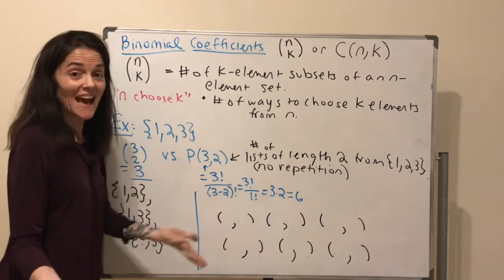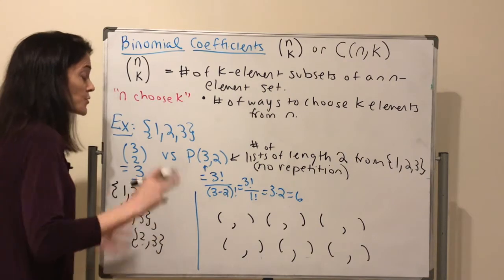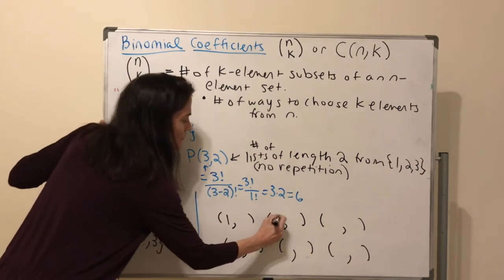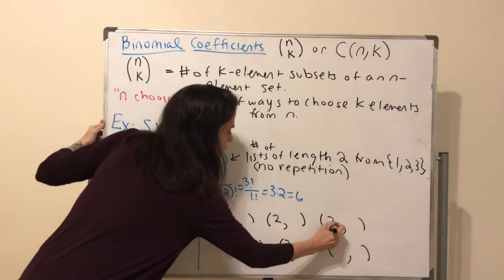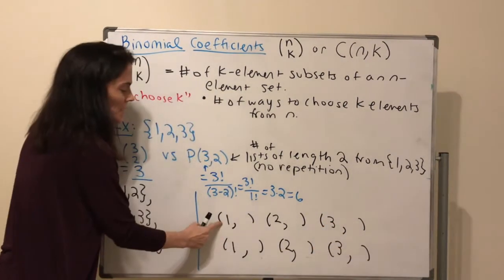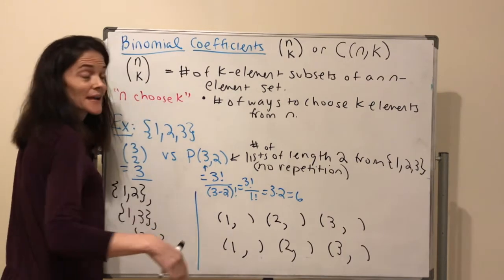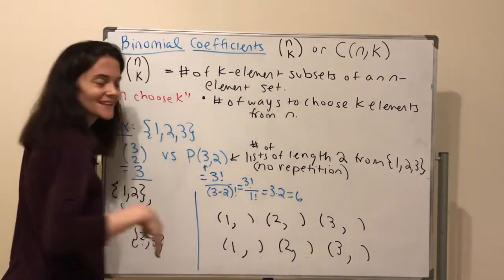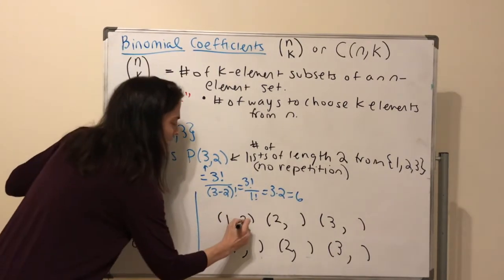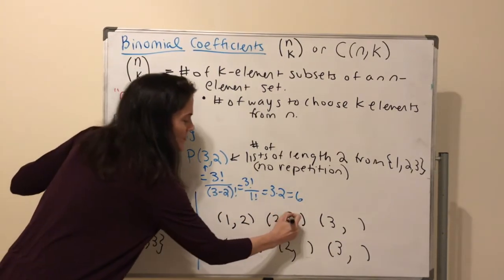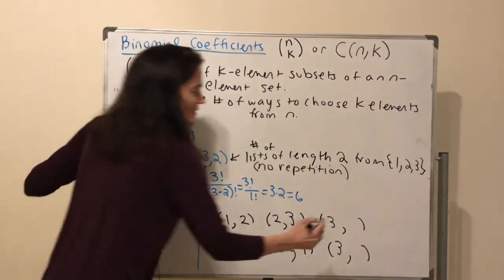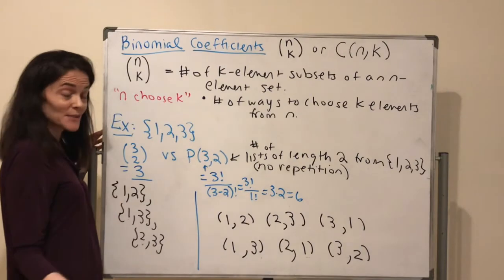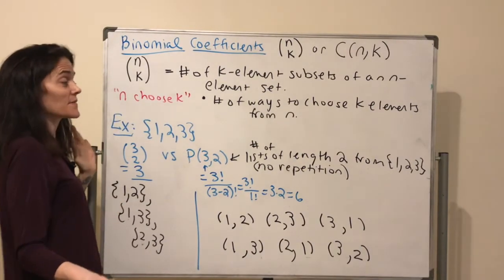I should have 6 over here, lists of length 2, and I will fill this in the way that I would actually count them, which is: I have 3 possible choices for the first entry. I could have 1 or 2 or 3, and then for each choice of first entry, I have 2 choices of second entry if I am sticking to no repetition. Here I can have a 2 or a 3. Here I can have a 3 or a 1. And here I can have a 1 or a 2.